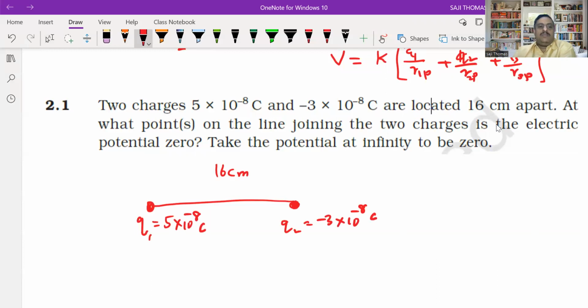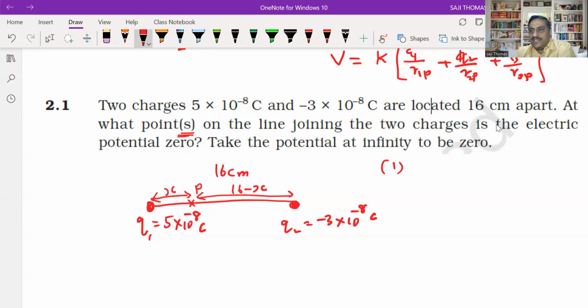See the question, at what points? So points is plural. There will be more than one point. Keep in mind, on the line joining the two charges is the electric potential zero. First case, suppose potential is zero at this point. I name it as P. Take the distance from Q1 to that point as X. So what will be the remaining distance from Q2 to P? The remaining distance will be 16 minus X.